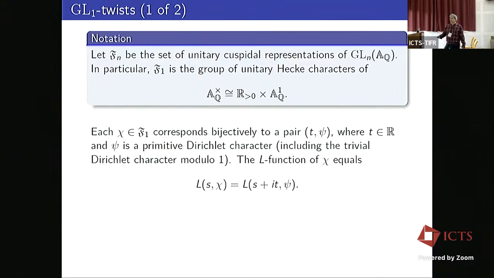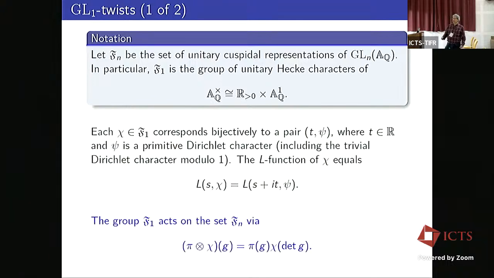For us, it will be super important that F_1 is a group, and it acts on the set F_n via this familiar twist operation. Very simply speaking, if you twist an L-function by such a chi, you should think of it as shifting the s variable by it according to the t parameter, and twisting in the usual way by psi the automorphic form, the cuspidal representation or non-cuspidal automorphic representation underlying the L-function.